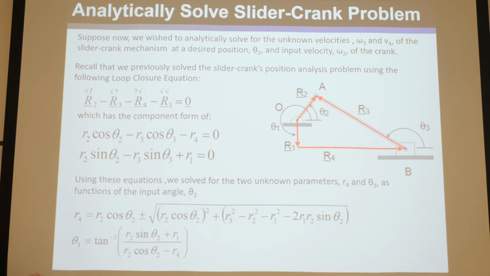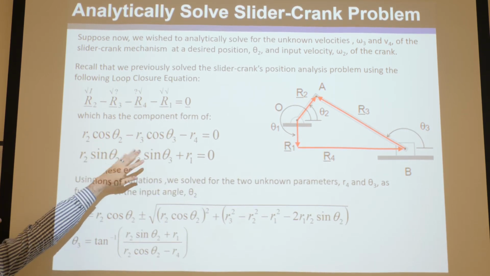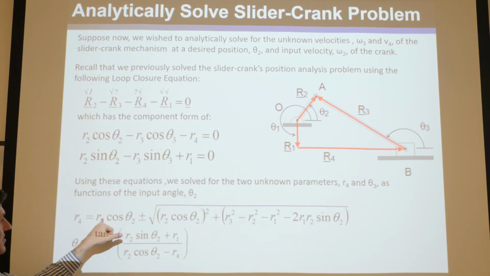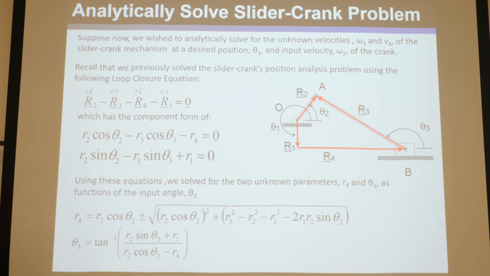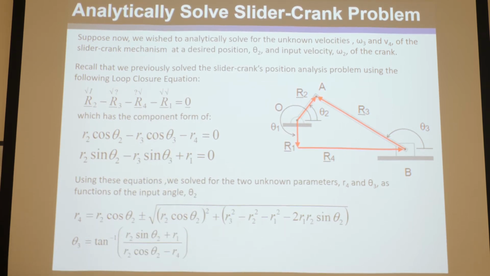I gave you many ways to solve it. There was the brute force way of just dot producting stuff and canceling stuff out and solving it by hand. And we got R4 as a function of theta 2 and theta 3 as a function of theta 2, where all the other things are just constants. And that was the analytical approach, right?